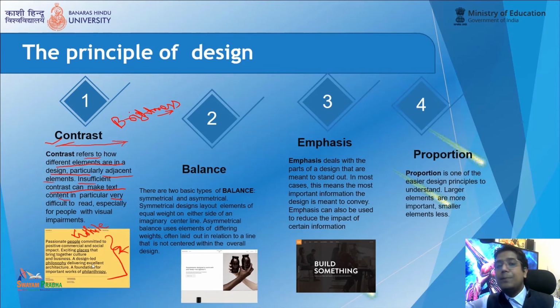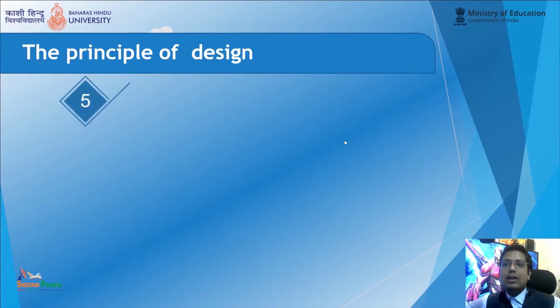Now moving to the next, proportion, right? Proportion also plays a really vital role whenever you are designing any layout or artwork. Proportion is one of the easiest design principles to understand. Larger elements should be larger, and the more important element should be closer to your object, closer to your camera also, right? And the smaller elements are less visible, less important over there, right? So this is the meaning of proportion.